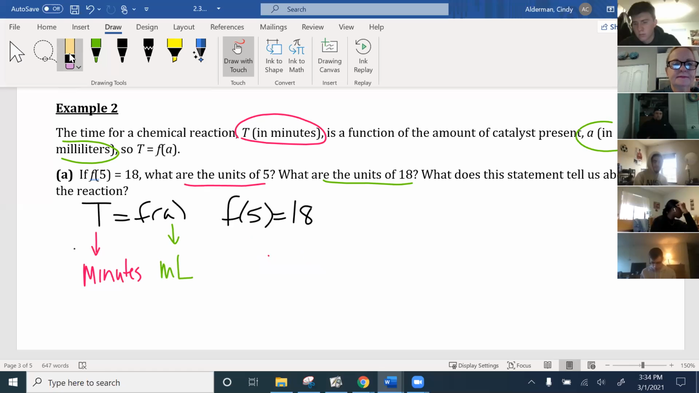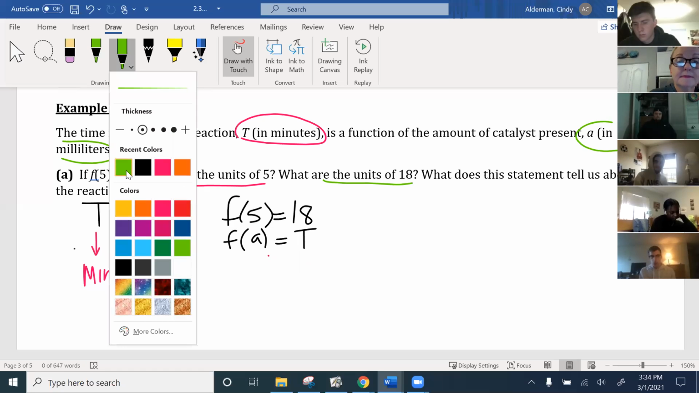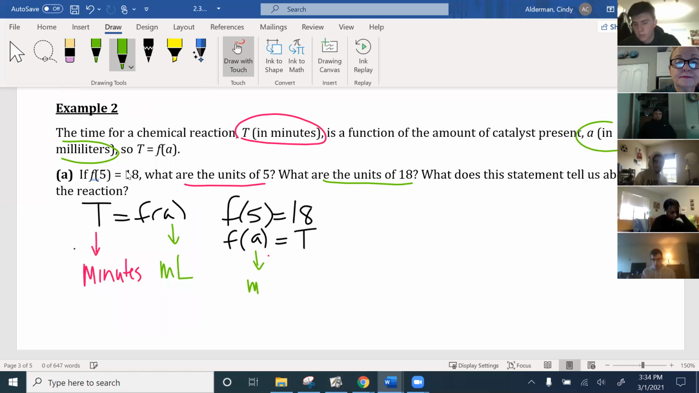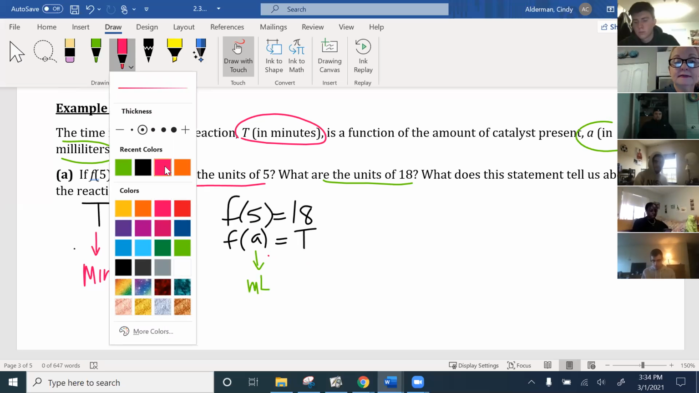Erase this. So I'm going to write it right under. This is T and this is F of A, right? And they'll switch the order on you like that. So the A is in milliliters, right? And the T is in minutes.